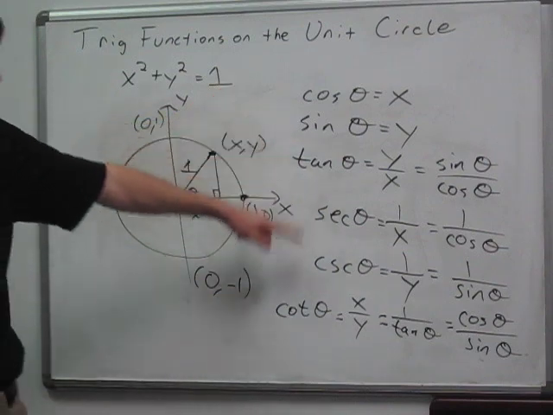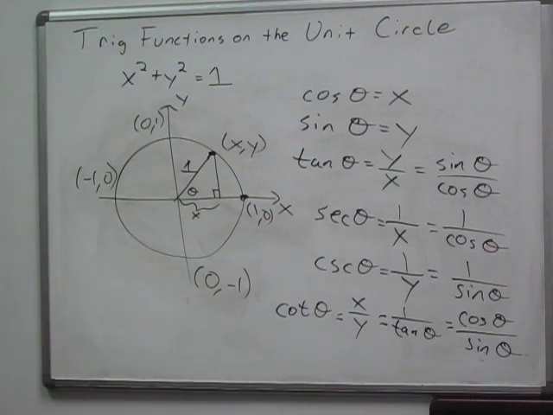So these are our 6 trig functions for any angle in radians or degrees. We'll explore this unit circle more in the next video.